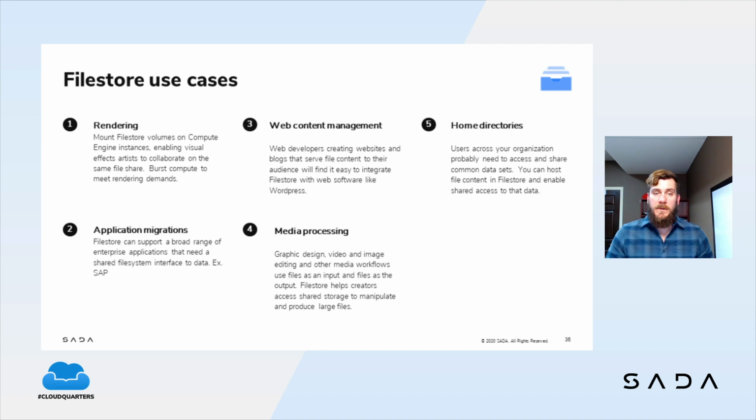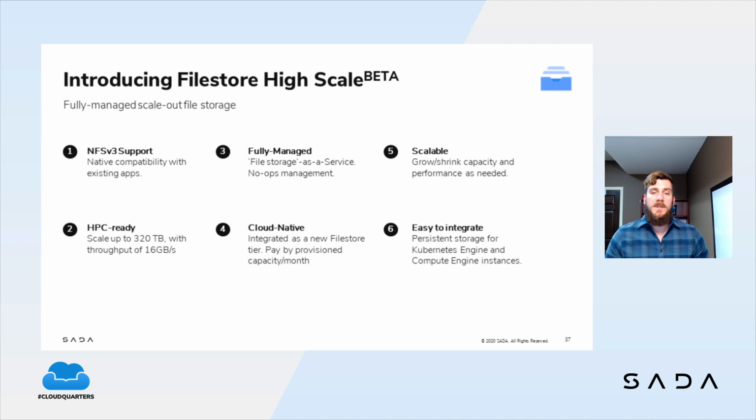Also, we're happy to announce the beta availability of Filestore High Scale. This comes from our Elastifile acquisition, right? This is a fully managed scale-out solution. It supports NFS v3. Again, fully managed. You can scale not only up but also down. So let's say you've got data that comes in waves, you have the ability to actually shrink back down your Filestore after you've grown it, which is fantastic. And this is great for cloud-native workloads as well. Kubernetes has native integrations into this.